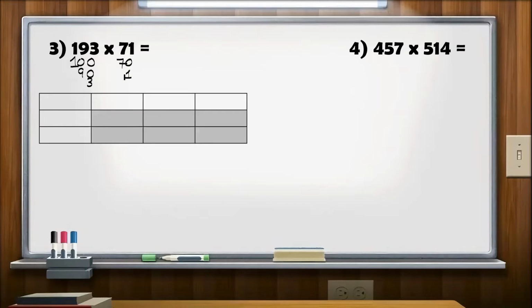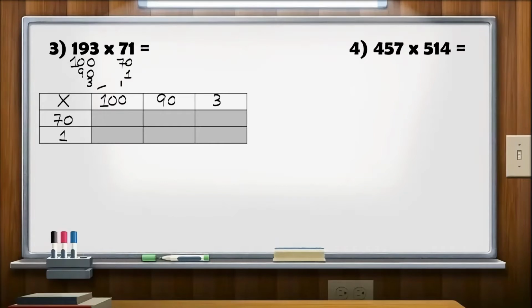Once we have partitioned the numbers, we will create our multiplication grid and insert our numbers. On the top left-hand side, I've got my multiplication sign. I've got 193 across the top, and I've got 71 along the side.